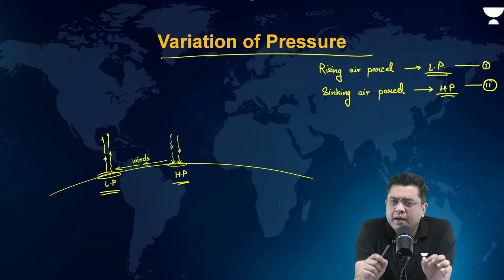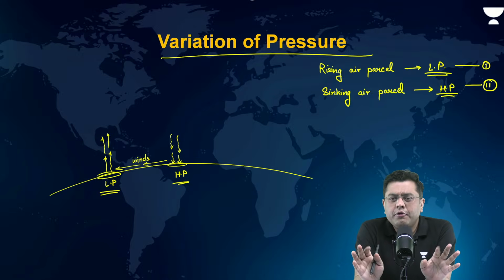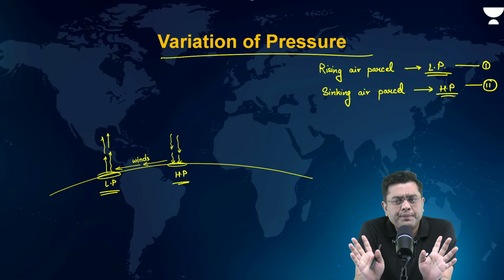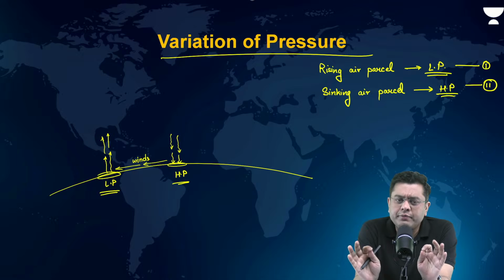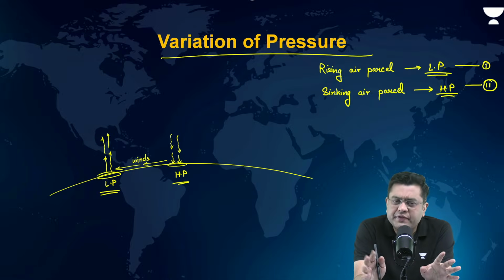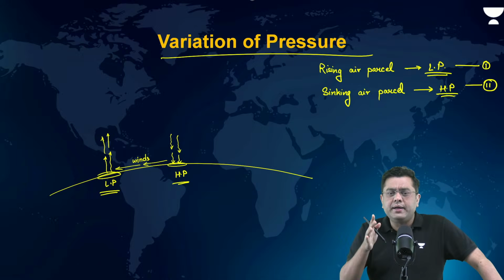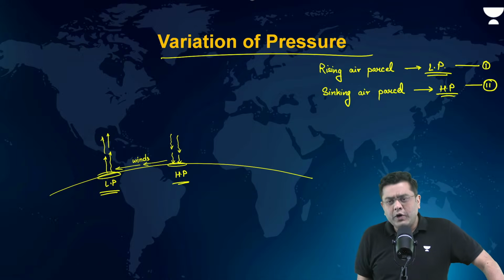But one thing is very clear about the wind: winds always blow from a high to a low. Winds will always blow from a high to a low. So, always, regardless of the condition, regardless of the temperature, if there is a wind, it will be moving from a high pressure to a low pressure. That is always what happens.